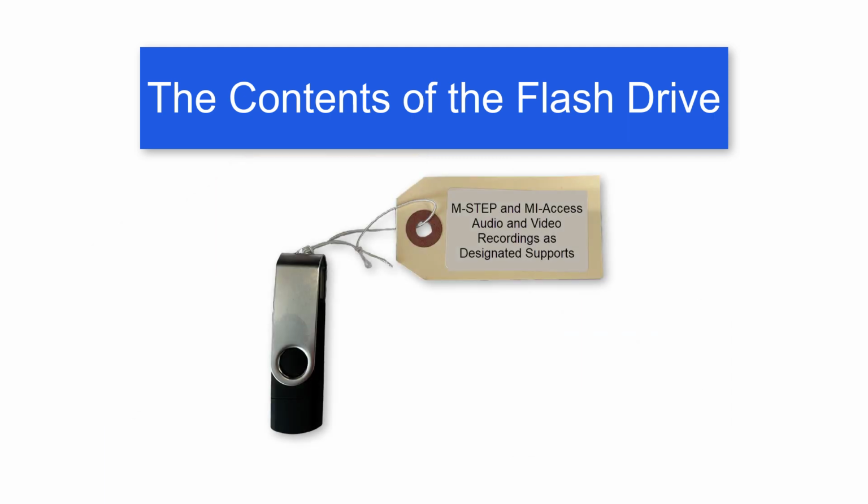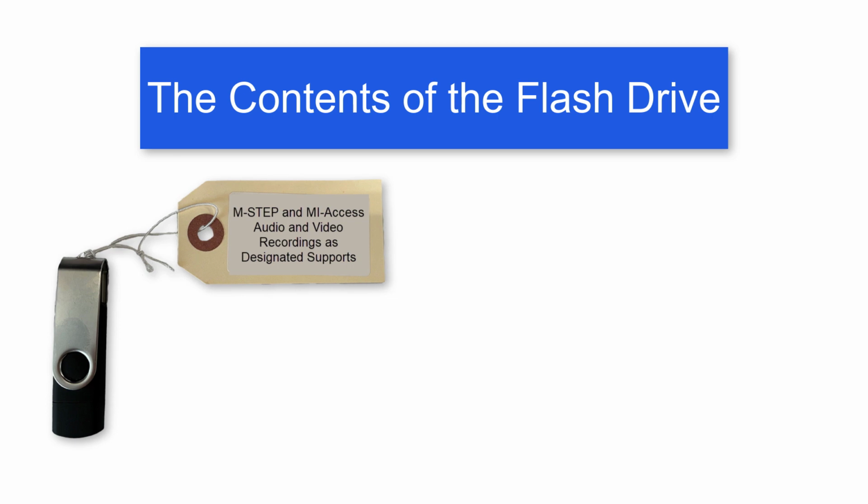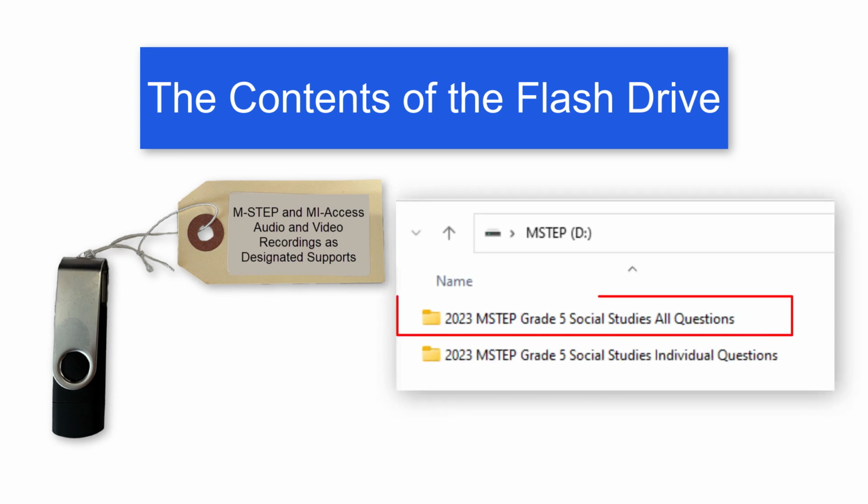Next, let's talk about the flash drives containing the audio recordings for the MSTEP and My Access assessments, as well as the MSTEP Arabic and Spanish video recordings. The first option in these flash drives is the All Questions folder, which contains one audio or video recording of all questions beginning with the test directions. Choosing this option will allow students to listen to a continuous recording from the first item to the last item, and they can pause as needed.